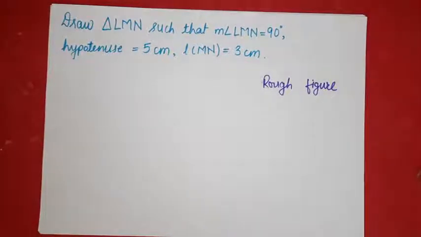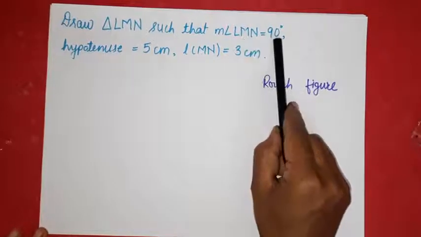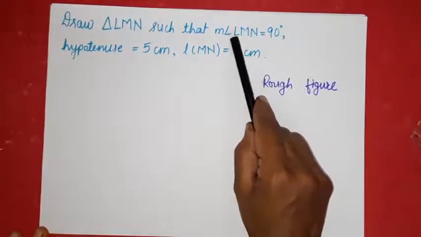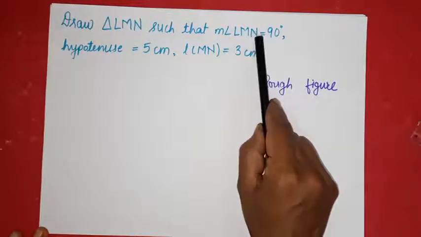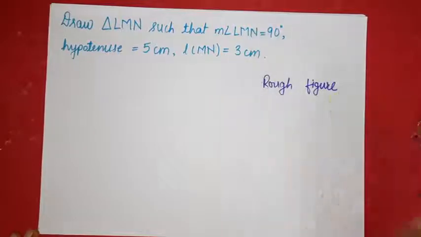Draw triangle LMN such that measure of angle LMN is 90 degrees, hypotenuse is 5 centimeter, length MN is 3 centimeter. Now here the names are given. So first we will see at vertex M there is a right angle. Therefore the segment formed by the remaining two vertices will form the hypotenuse. Therefore the hypotenuse will be the segment LN.